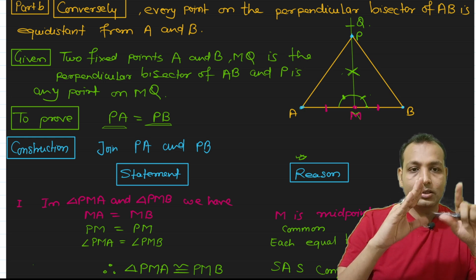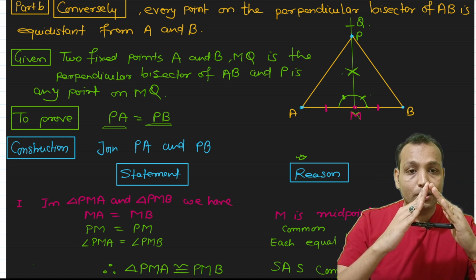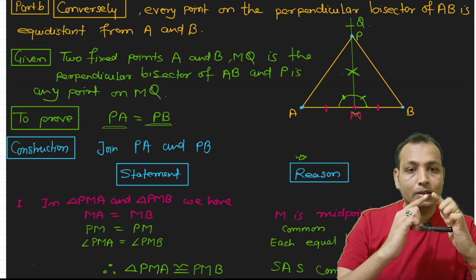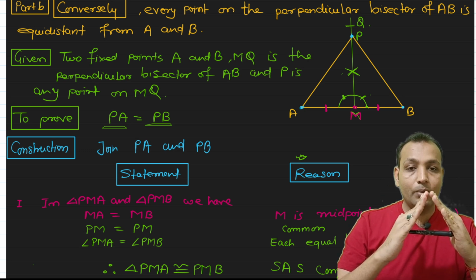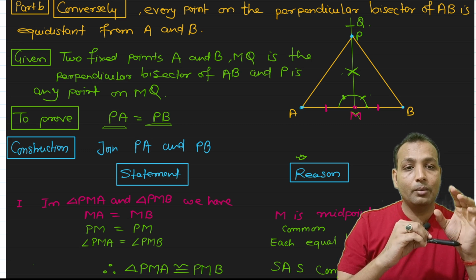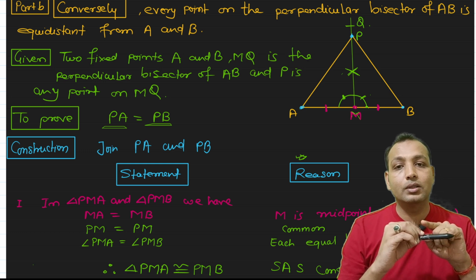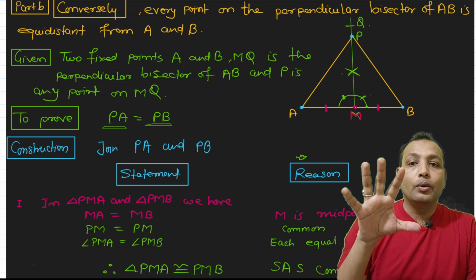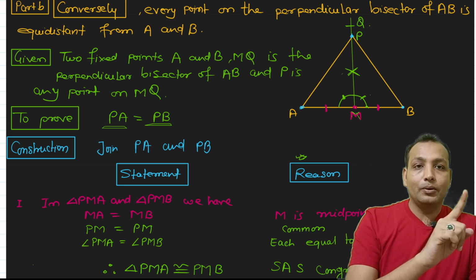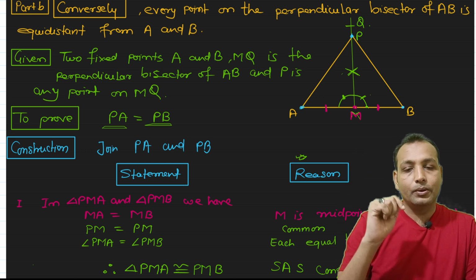So here this line was AB and this was the point P. So now there is another point Q. There is another point we can say R. So every point from this AB that will lie on this perpendicular bisector will be equidistant. So what we need to prove here? We need to prove that PA equal to PB. That is the converse of theorem 1.